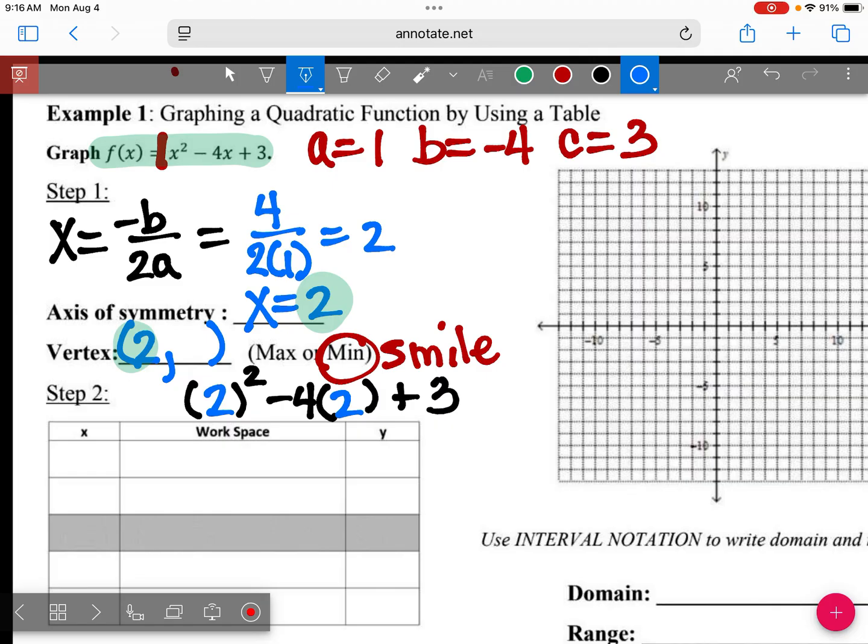All right, what did you all get? What did the calculator tell you? -1, raise your hand if you got -1. All right, so that means that that's the lowest point on my graph. The lowest point on this graph is 2, -1. So let's put that in the middle. 2, -1. This is my vertex.